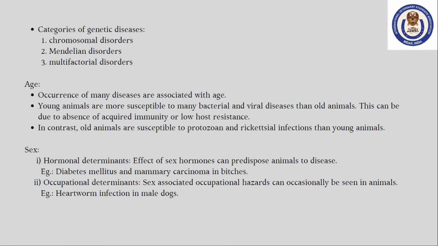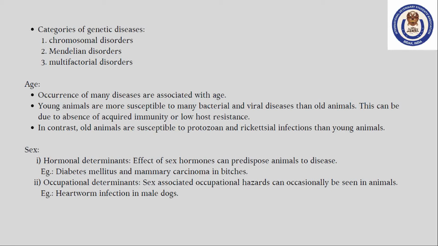Next is the age determinant. Age can also be a determinant in occurrence of many diseases, like the bacterial and viral diseases can be mostly seen in young animals than in the old animals. This can be because of the absence of acquired immunity or low host resistance of the young animals. But in contrast, the protozoan and rickettsial diseases occur more in old animals than in the young animals.